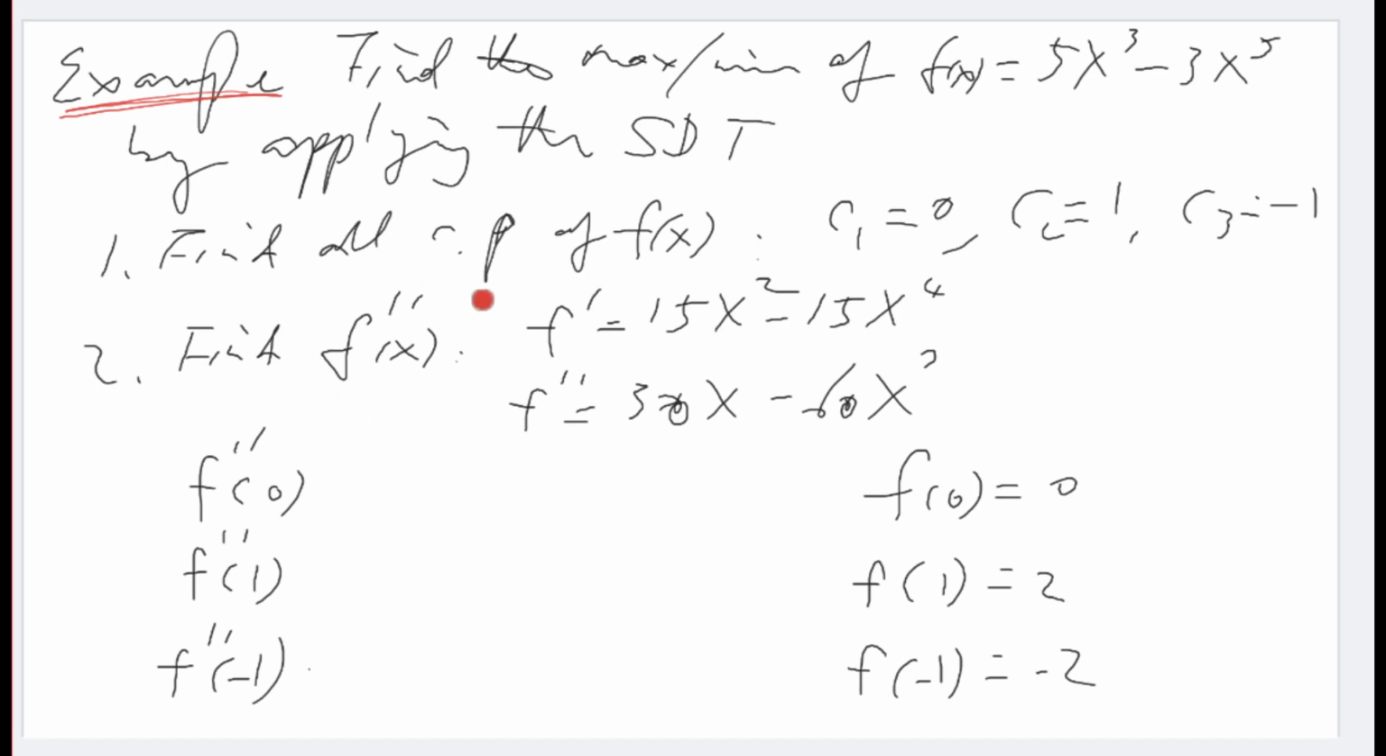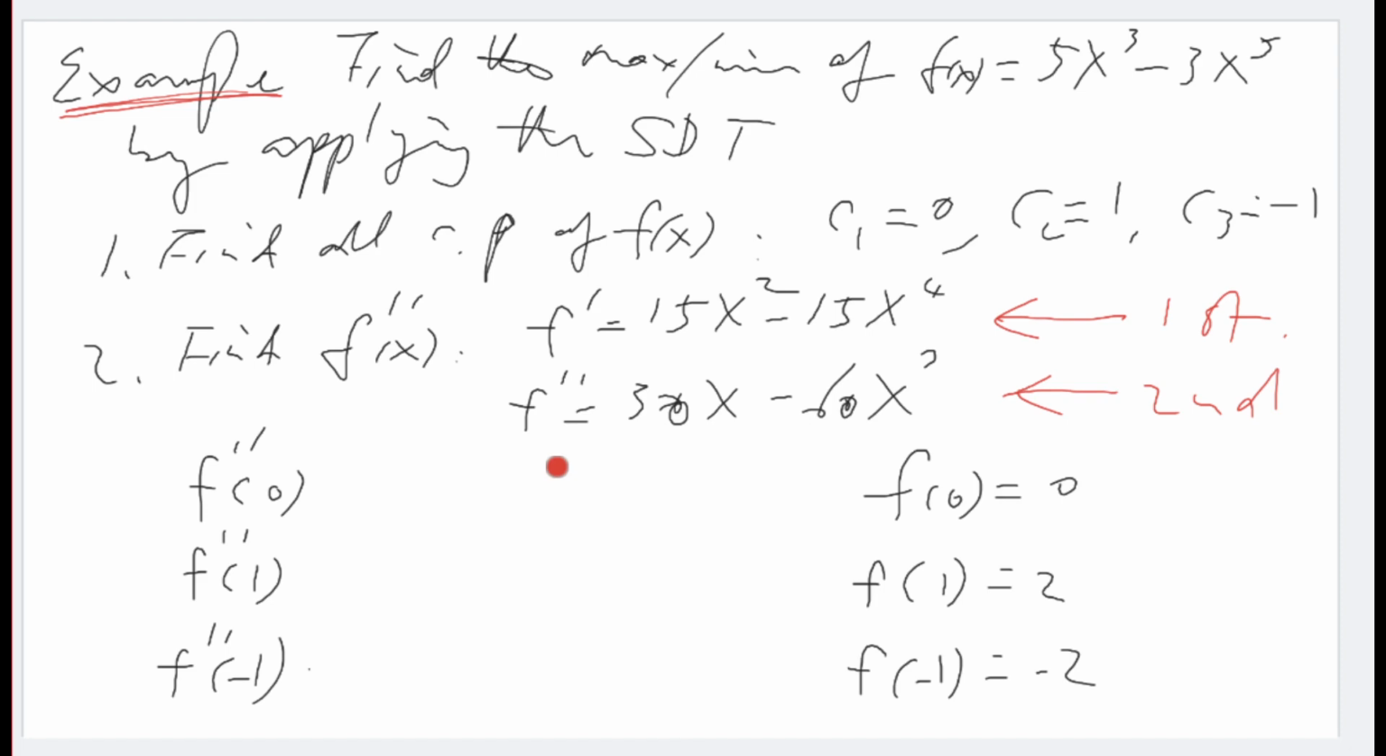Okay. So here, let's see actually how we even find the second derivative. Well, we find the first derivative, right? This is the function. The first derivative is 3 down, 15x squared, 5 down, 15x to the 4, right? This is the first derivative. Now, what's the second derivative? Just differentiate this one more time. So bring the 2 down, get 30. Bring the 4 down, you get 60. So the second derivative of this function is 30x minus 60x to the third power.